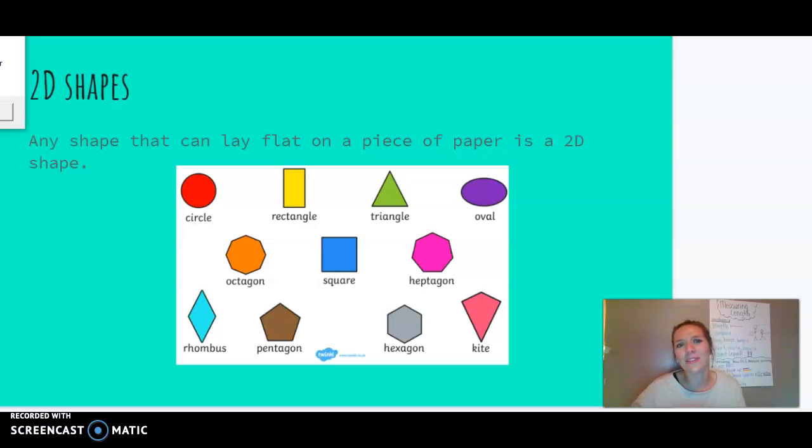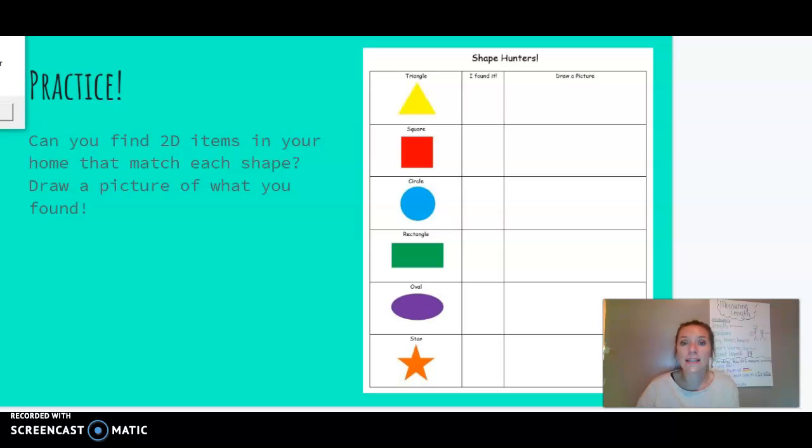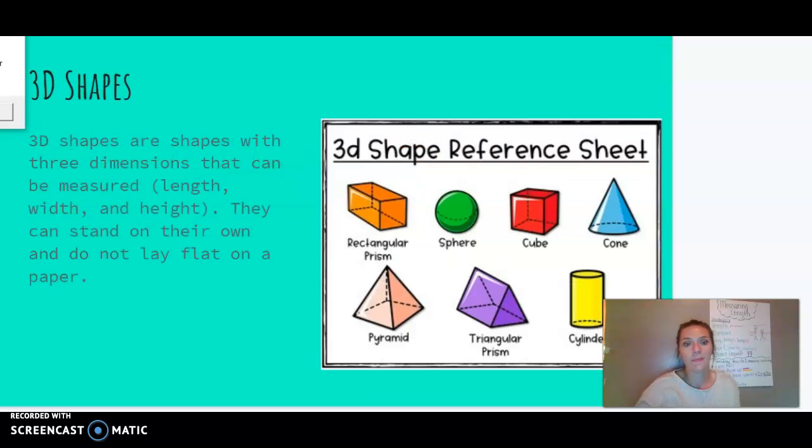We all know about circles. We all know about rectangles and ovals. So if I were to draw those items on paper, I would have a 2D shape, okay? Because they are completely flat. So I have another practice here. I'm going to let you guys come back and look at this slide about finding some 2D items in your house that match each shape, and then tell me what it is and draw a picture of it, okay?